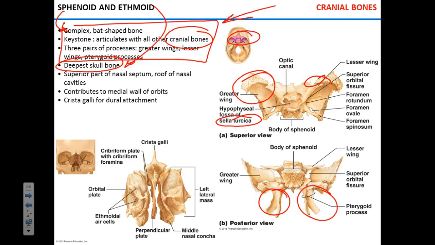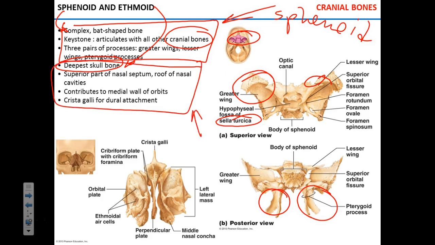So that's going to be sphenoid. Ethmoid bone is the deepest bone of the skull. It's rather small. It's a regular bone.